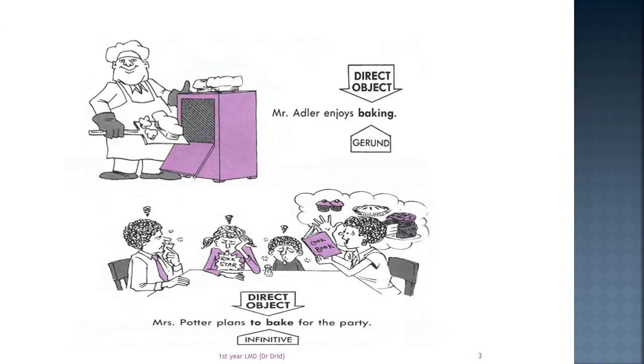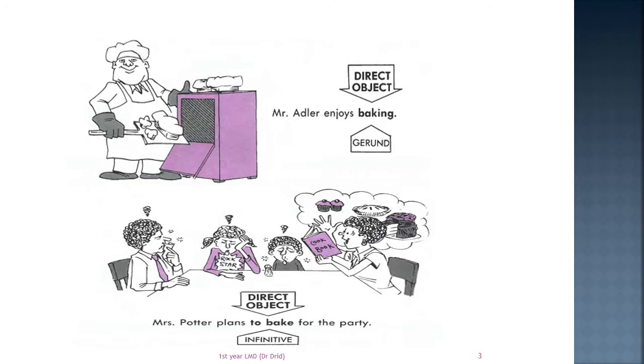Notice that in simple sentences, sometimes we find direct objects in the form of a gerund or an infinitive. Look at the first example. Mr. Adler enjoys baking. What does Mr. Adler enjoy? He enjoys baking. Baking is the direct object.